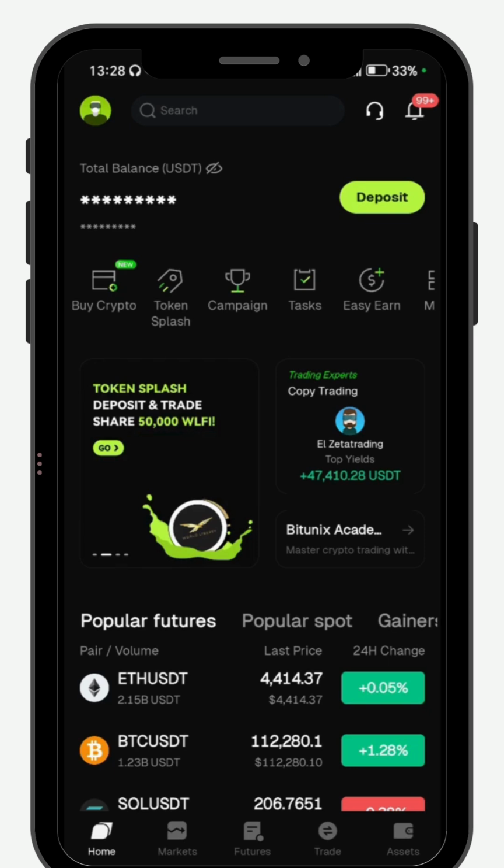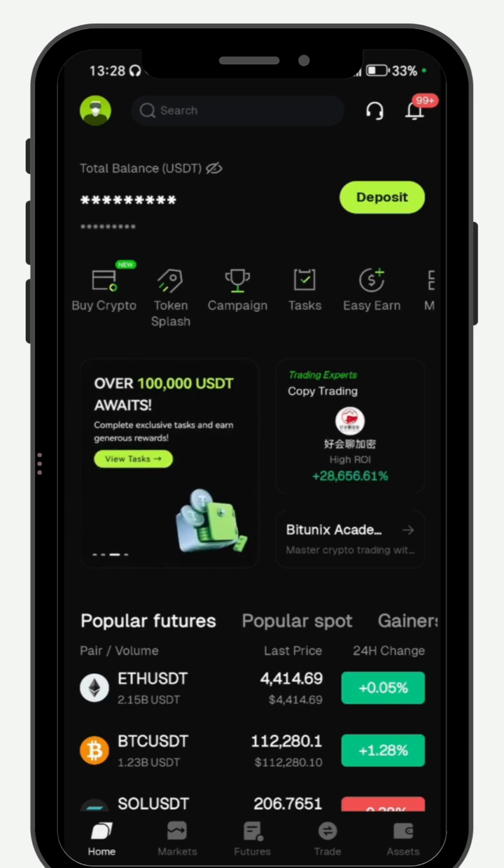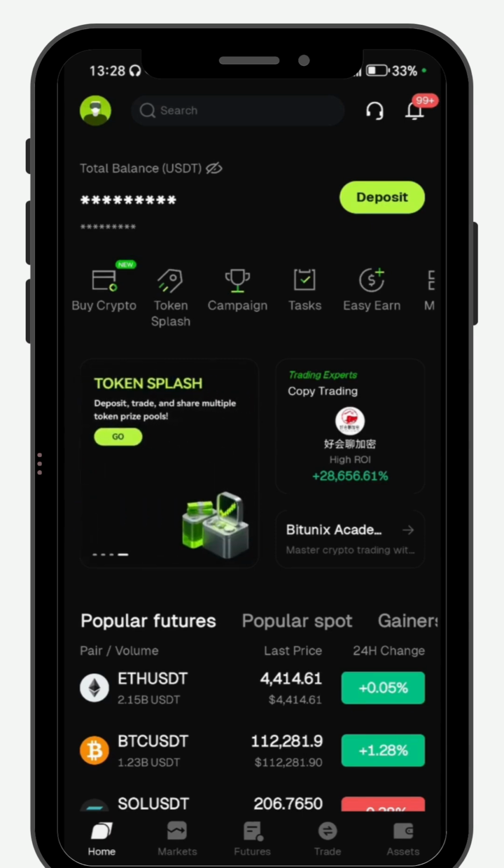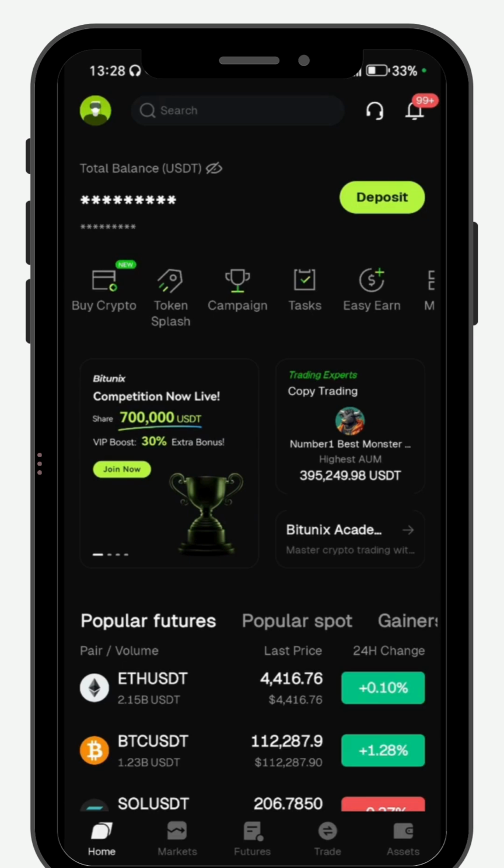So I think you should check this out. You can really take advantage of Bitunix. They have an amazing reward system. I've made so much already from their reward system just by trading. I would say if I've lost money in trading on Bitunix, I've made it back through the reward system.